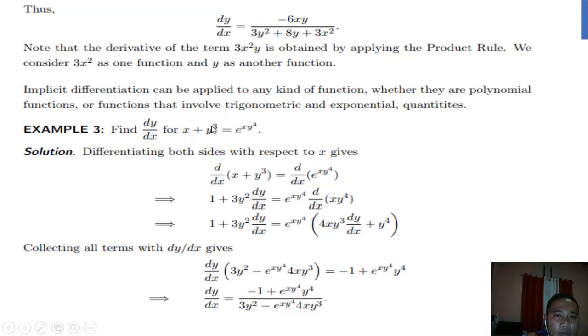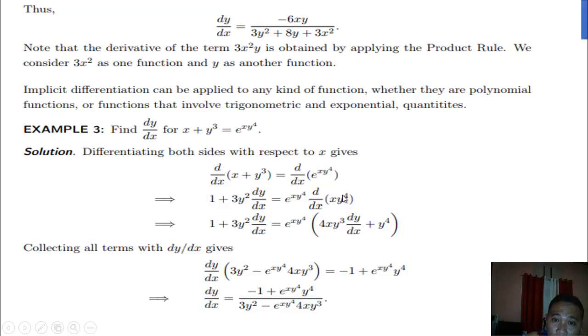Ayan siya. Derivative of y cubed is 3y squared dy dx. Ay, kalimutan si dy dx basta sa y. The derivative of e to the x is e to the x. But the problem is, since we are using the chain rule, that means ang derivative pa ng xy to the fourth. So, dalawa. Ang derivative ng xy to the fourth ay copy, derivative plus derivative, copy. So, it means the derivative of xy to the fourth ay ito, 4y cubed times x.